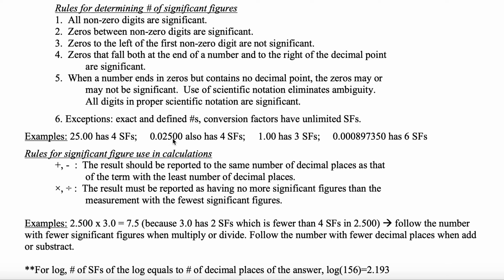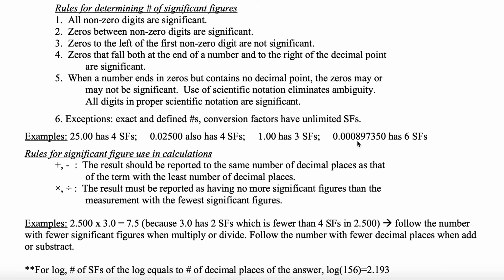Now 0.02500 also has 4 significant figures. Regardless of how it's written, the zeros on the left side never count. It has to start with a non-zero number. Okay? So that's why it has only 4. But zeros on the right, you count them because they follow the non-zero numbers. Now 1.00, same idea as 25.00. You count the number 1, you count everything after that because it has a decimal point. That's why it has 3 significant figures.